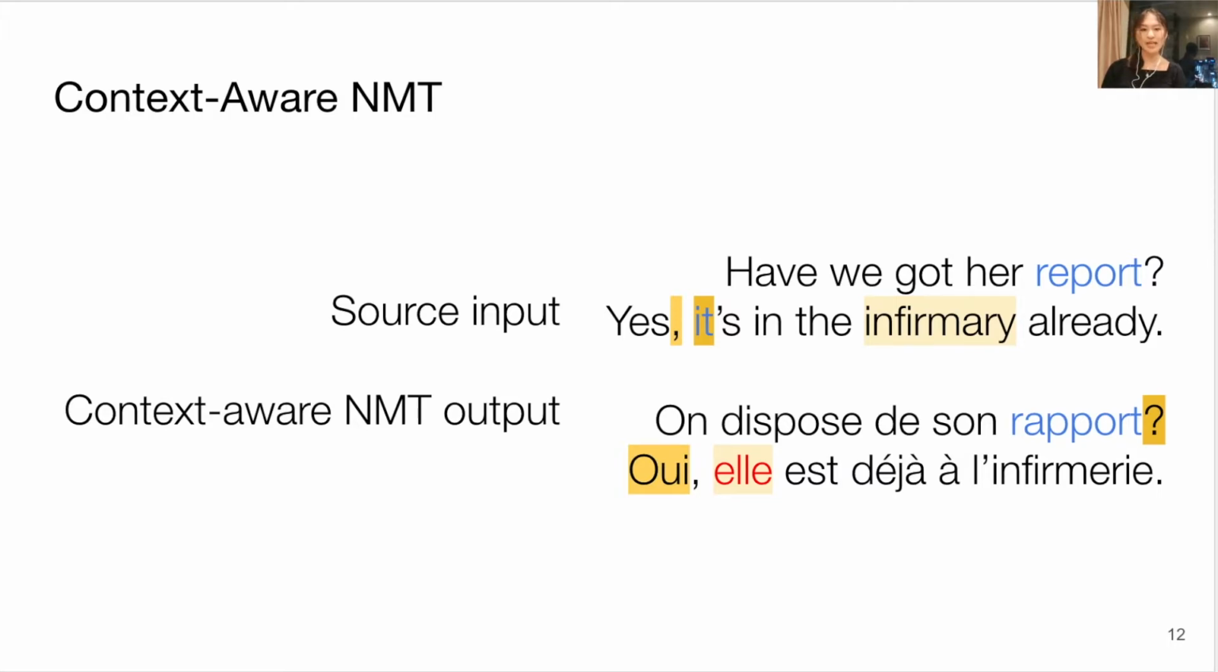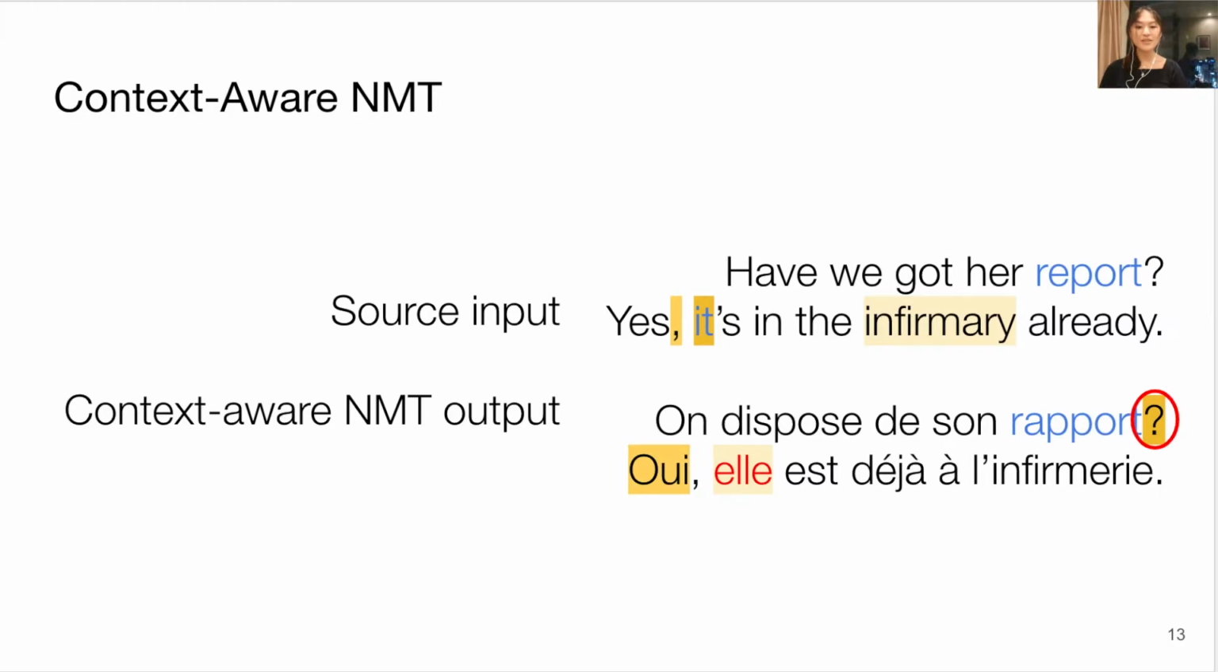And to try to find out why the model made this error, let's take a look at which tokens the model paid the most attention to, which we highlight in yellow here. We can see that the model pays high attention to the word infirmary, which is a feminine noun when translated into French. But the model does not pay attention to report or rapport, which would have helped it translate the word accurately. And this may explain why the model made this error.